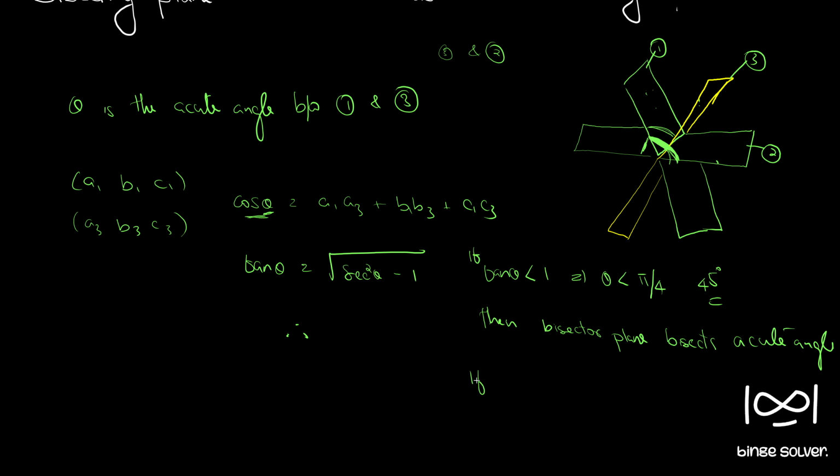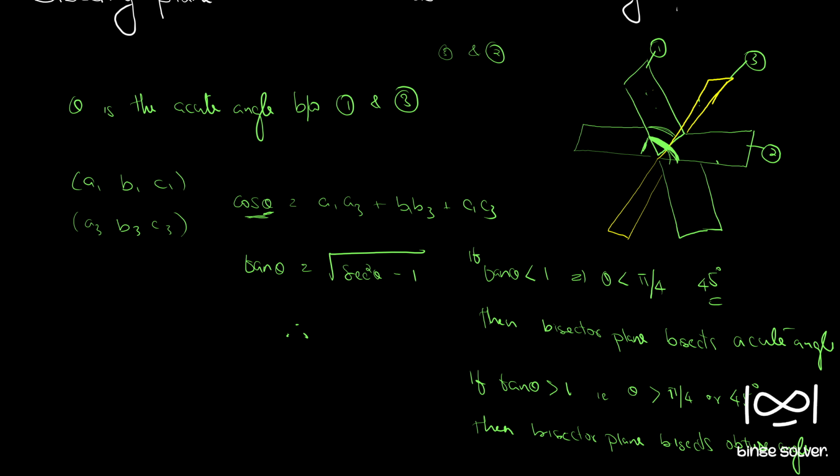If tan theta is greater than 1, that is theta is greater than pi by 4 or 45 degree, then the bisector plane bisects the obtuse angle.